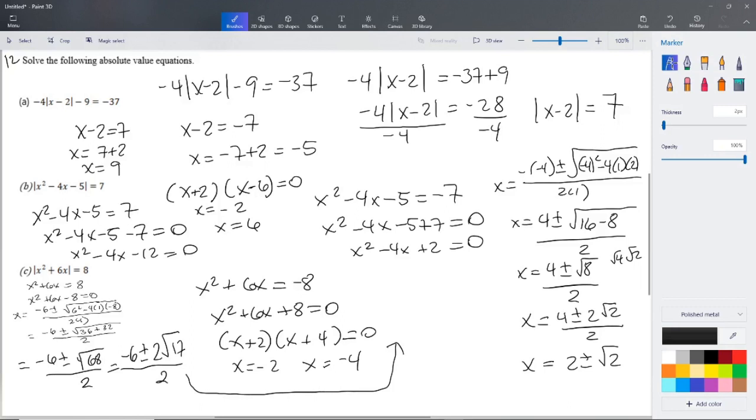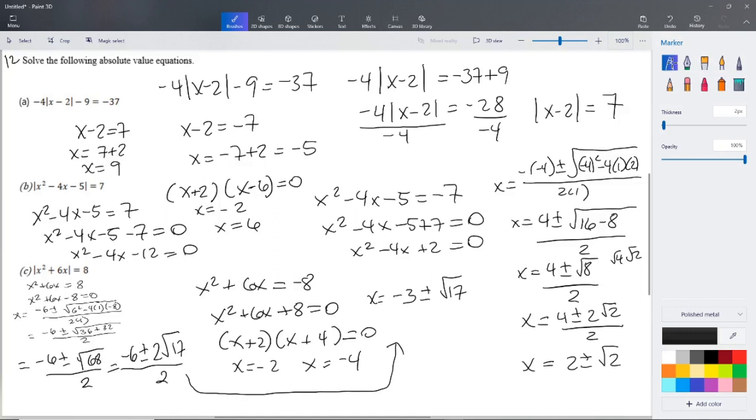So let's draw this one over here, where you have a little more space, and get the final answer then. So -6 divided by 2 is -3. x equals, of course. 2 divided by 2 is 1. And so we'll call this one -3 plus or minus the square root of 17. So you've got -3 plus or minus the square root of 17. You've got -2. You've got -4 for the answers for part C.